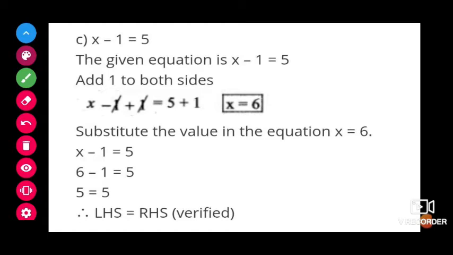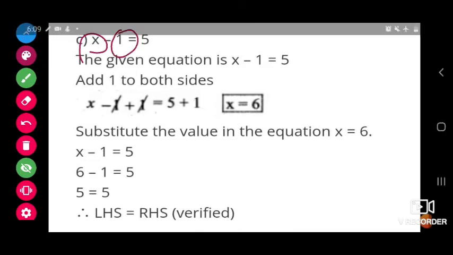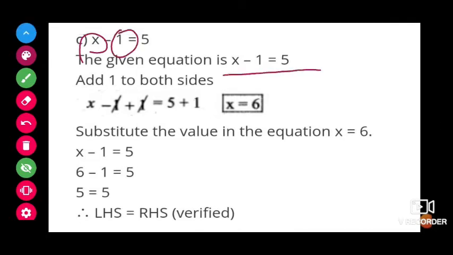x minus 1 is equals to 5. Same way, children, we want only x. Here this is the equation. Now one hand side, that is left hand side, keep x and remaining all we should remove. So to remove that, x minus 1 is equals to 5. I can observe that minus 1 on the left hand side.